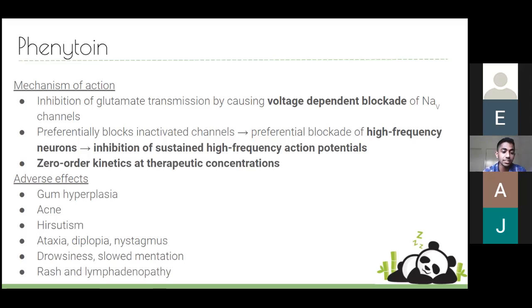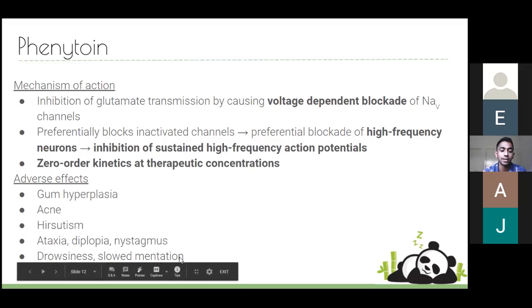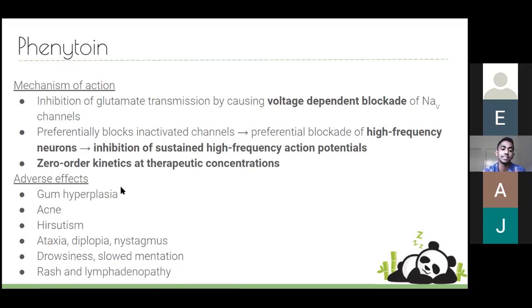So adverse effects that you need to know, again, drowsiness, slowed mentation is common, but the big one that they really, really like to test is gum hyperplasia or gingival hypertrophy, whatever they call it. But that's something really, really important to know, as well as this zero order kinetics thing. They've both come up as exam questions, so be on top of that.